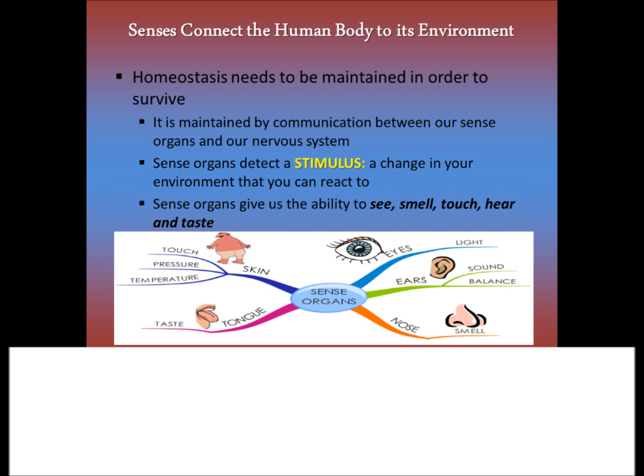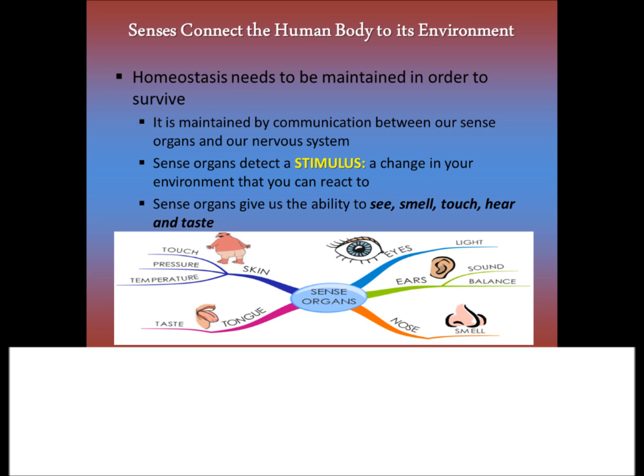The first term that I want to start off this section with is homeostasis. Now remember, I described this earlier in the year as the need for the body to maintain balance in order to survive. So how is this optimum condition of balance maintained within the body? It is due to the communication between our sense organs and our nervous system.